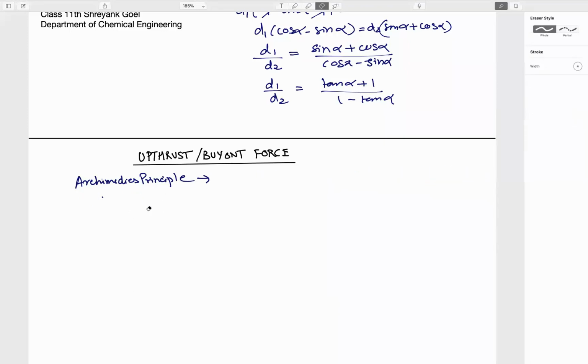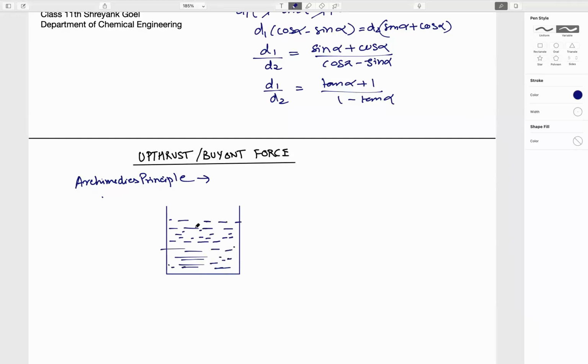First I will explain what this is. If you have this container filled with fluid, and you have this body placed on it and it is floating, it displaces some water, equal to the amount that is present in the water. Let's say this height is there. So upthrust, according to Archimedes principle, is equal to the weight of fluid displaced.